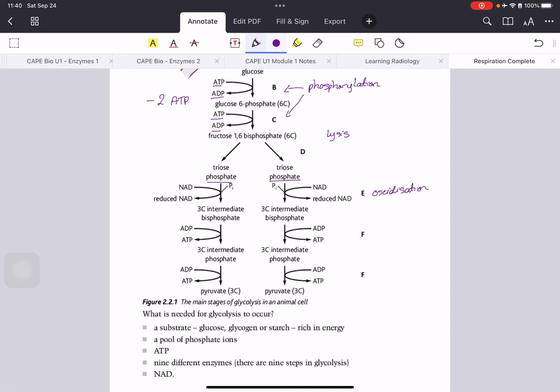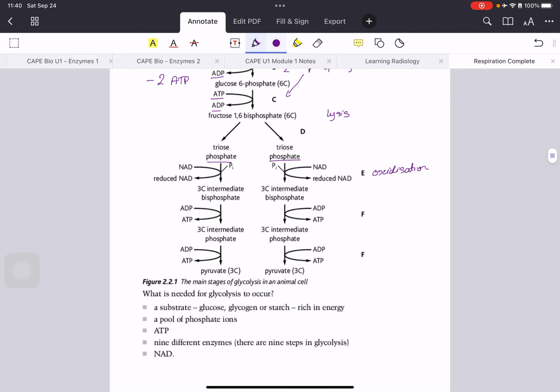The triose phosphate molecule is oxidized to this intermediate bisphosphate. It's not essential to learn what that molecule is. It's just an intermediate molecule before we get to our final molecule. But in order for it to be oxidized, NAD needs to be reduced, so the opposite would happen to NAD. And remember, everything happens twice, so you end up with 2 reduced NAD molecules there.